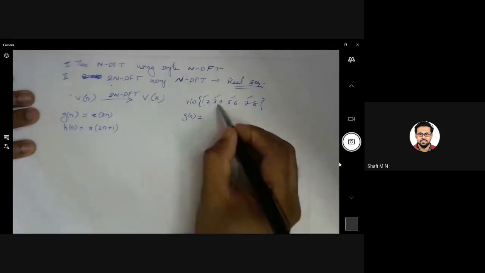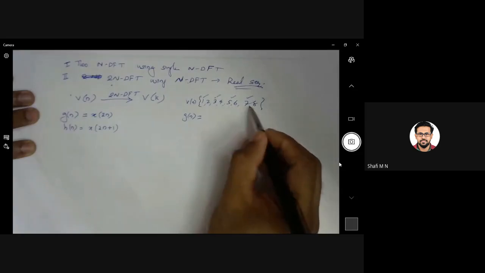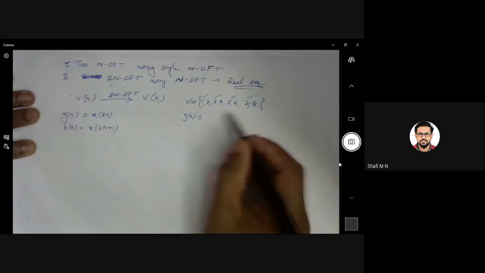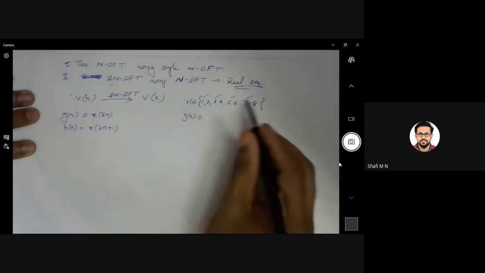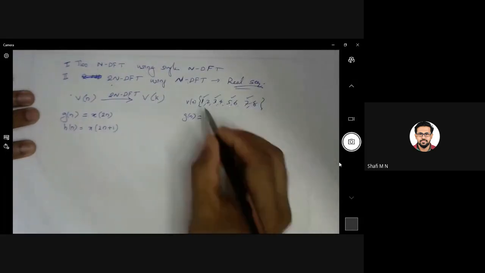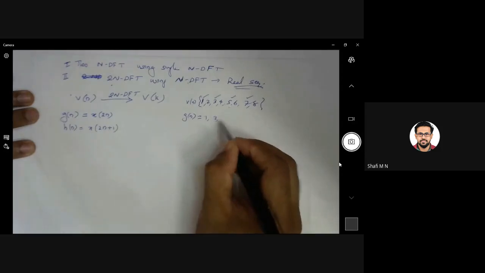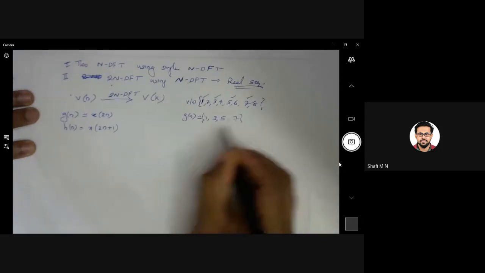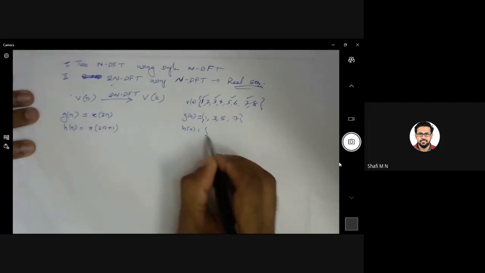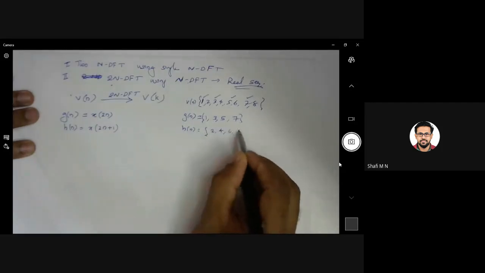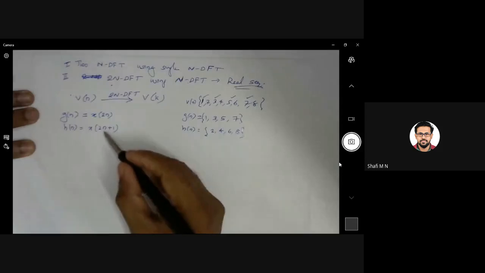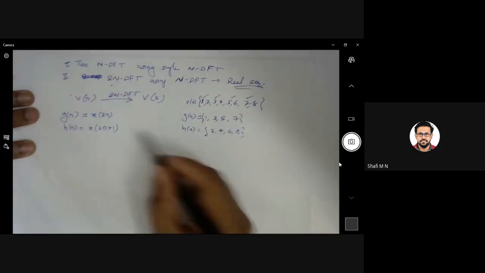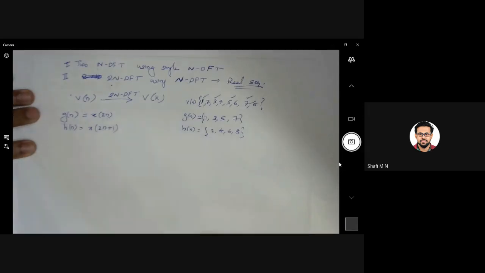This is my sequence 1, 2, 3, 4, 5, 6, 7, 8. Here the index is 0, 1, 2, 3, 4, 5, 6, up to 7. So I'm selecting the even index, that is 1, 3, 5, and 7. So this is the sequence g of n. Then h of n. Tell me what is h of n then? 2, 4, 6, 8. So this is the odd index. I'm not talking about odd numbers and even numbers here; in the example, this is the even index and this is the odd index.